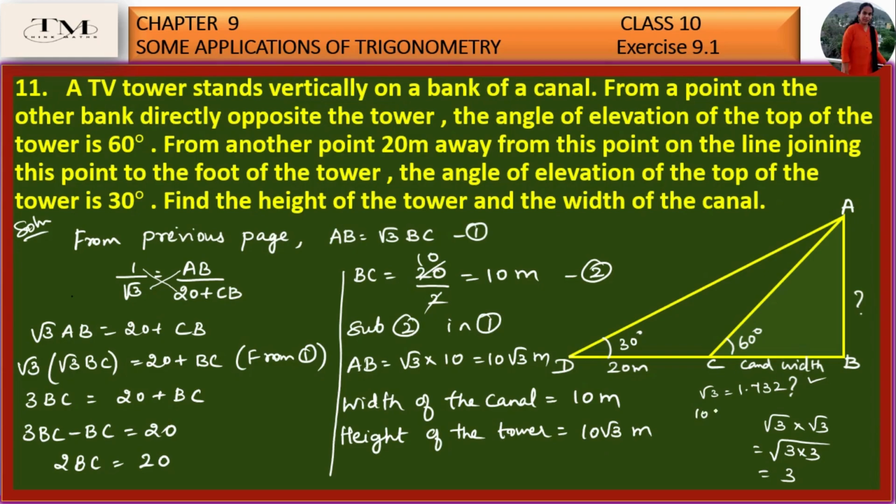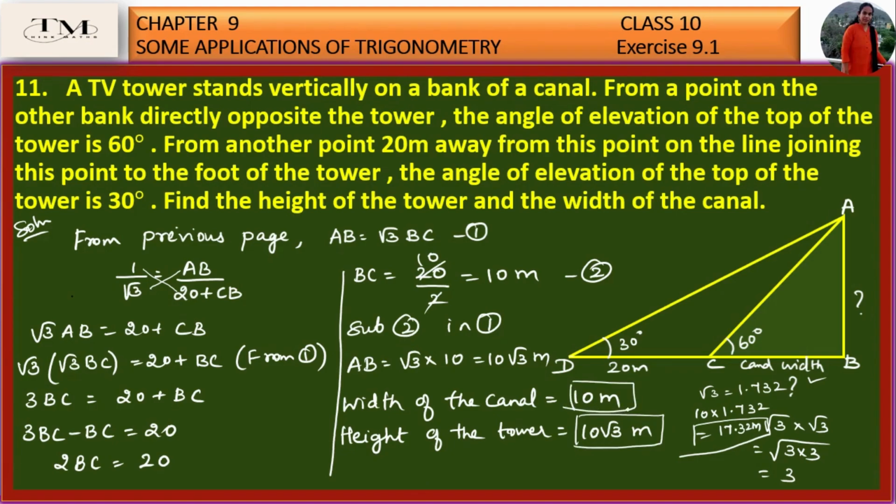So you will get 10 into 1.732. So what will happen? A decimal will change. So the decimal will go back. It will be 17.32 meter. So this will be the answer if root 3 value is given. Now here root 3 value is not given. So the answer is 10 root 3 meter.